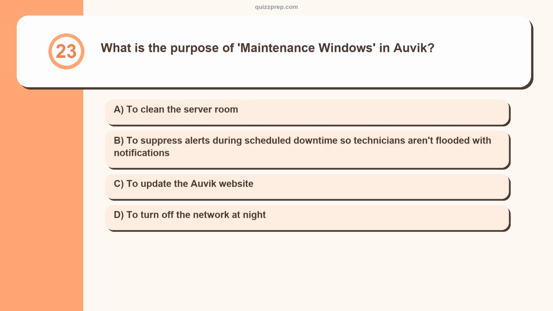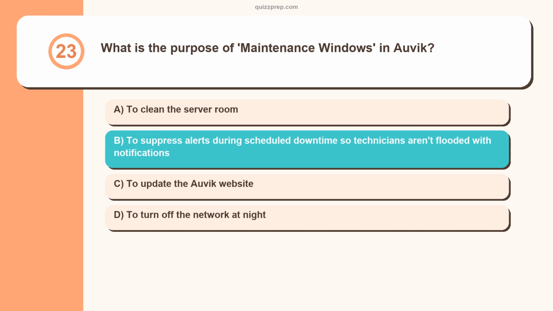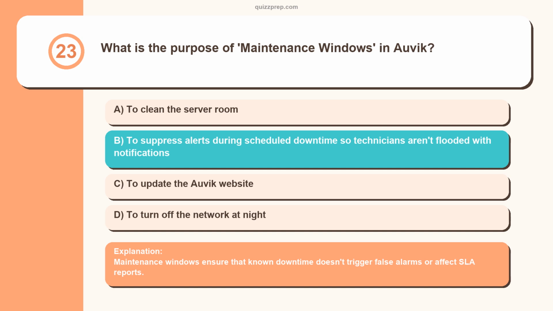Question 23. What is the purpose of maintenance windows in Auvik? To clean the server room. To suppress alerts during scheduled downtime so technicians aren't flooded with notifications. To update the Auvik website. To turn off the network at night. Maintenance windows ensure that known downtime doesn't trigger false alarms or affect SLA reports.